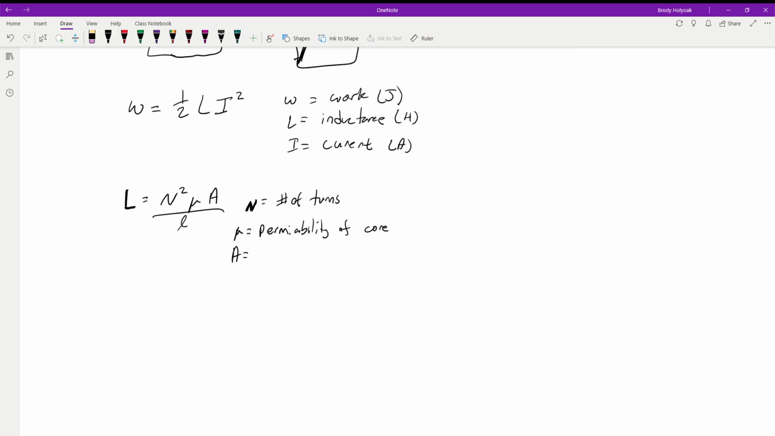A is the cross-sectional area of the wire. That means when we're looking at it this way, flat with the wire kind of going off like this, we're just looking at this surface area right here if we were to cut the wire in half. And then L is the length of the core.